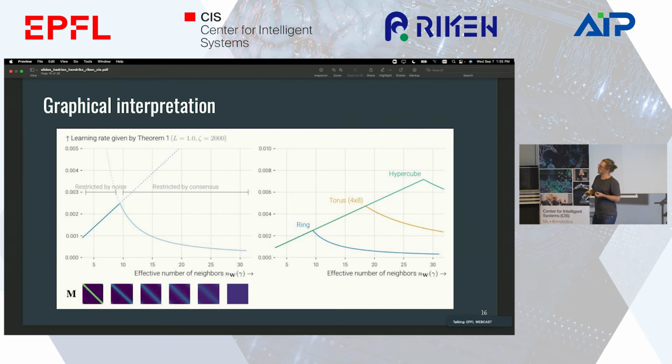And so if you want to benefit from them and reduce the variance further, then you enter the second regime in which you're restricted by consensus. And so you actually have to decrease the learning rate again. Here you see that the behavior is the same for all topologies, it's just where this breakpoint is that depends on the topology. And this would also hold for infinite graphs, so we don't have this problem that when you increase the size of the graph, results get worse and worse, because it's a purely local notion.